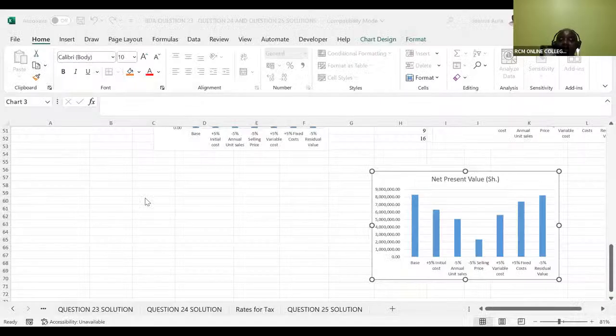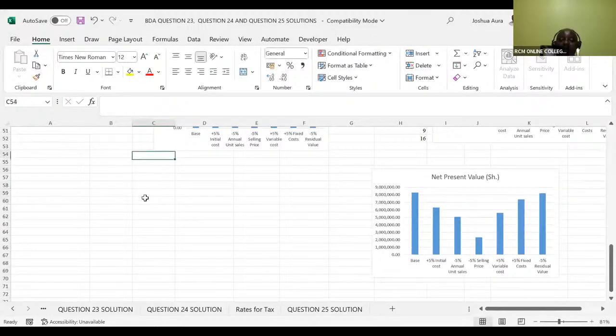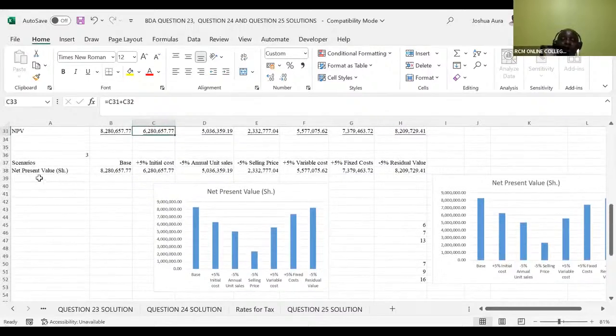You see what I did? You must come and prepare a summary, all those figures we have. So you see, we have here a scenario. We had the base NPV like that. We had 5% increase in initial capital. We had that figure. So you must prepare this summary.